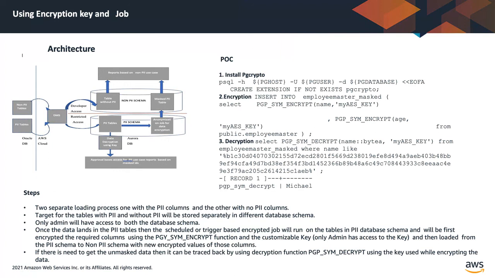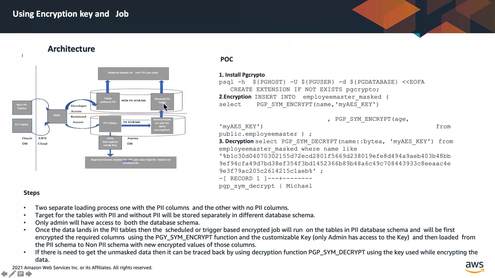So this is the encryption key and the job. You can see here, right? We have two categories of data. One is the non-PII that directly flows to the database, and the other is the PII that has to go to the PII tables first. Then the job will run and encrypt it, and then it is going to send the encrypted values to the target table, and the user will consume this table here, right?